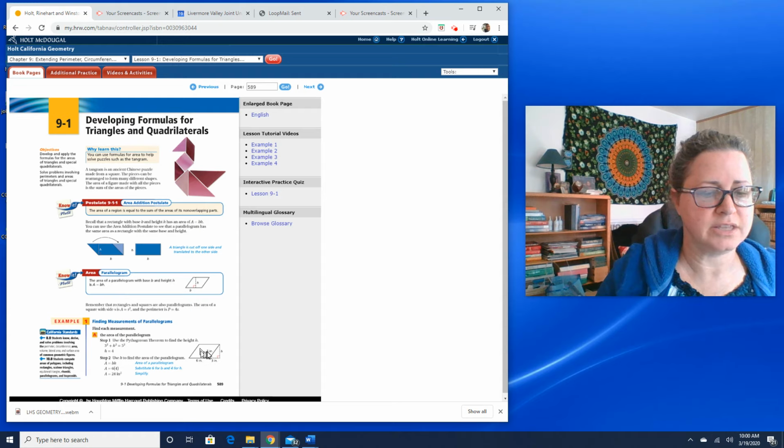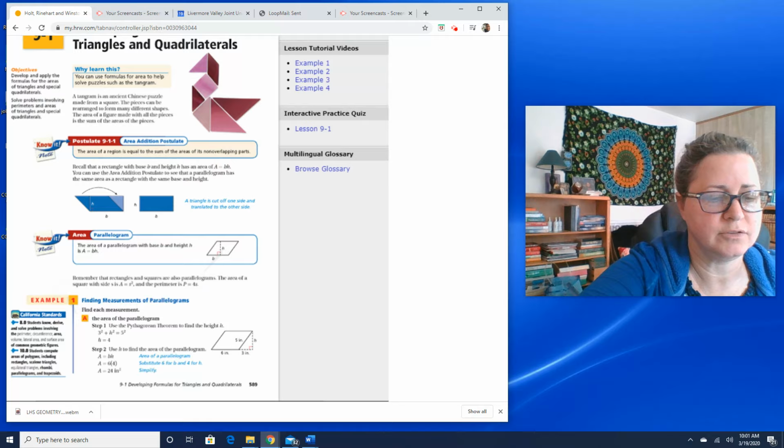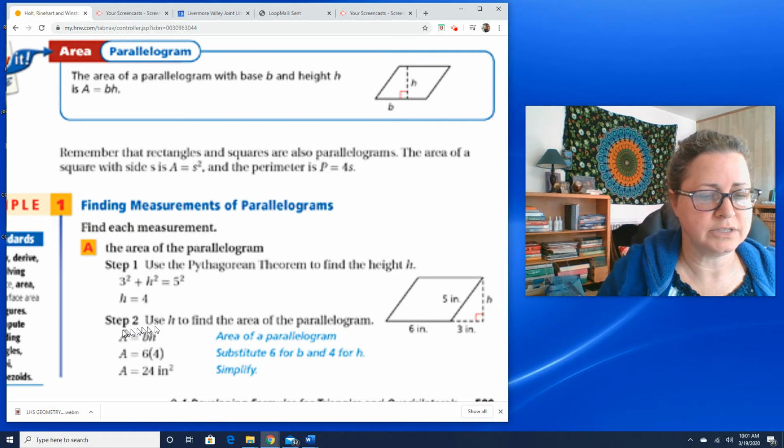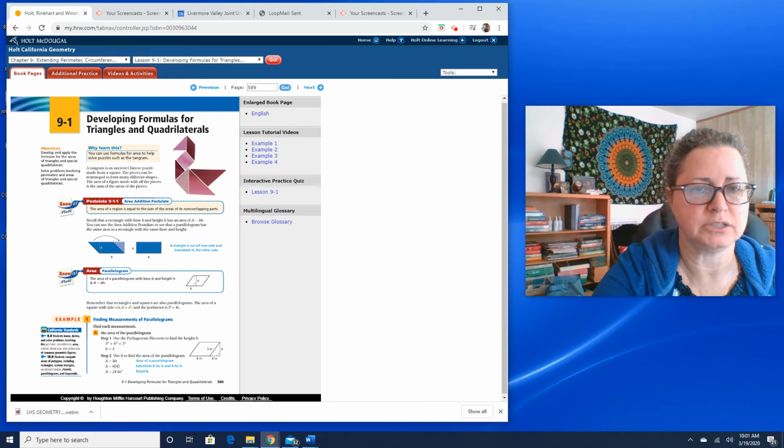Now, in this parallelogram, you're not given that height, so you have to use Pythagorean's theorem right here to figure out what the height is in order to use the parallelogram formula. Okay, if you look right here, you use the parallelogram formula and then you substitute and get your answer. Now, this is good math right here. I like this. Write the formula, do the substitution, get your answer. Okay, let's look at the next page.